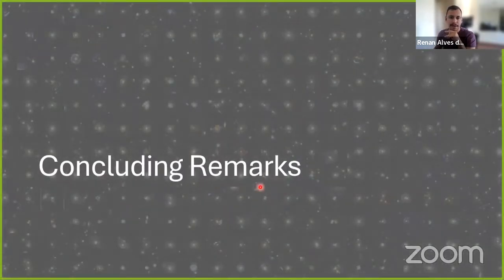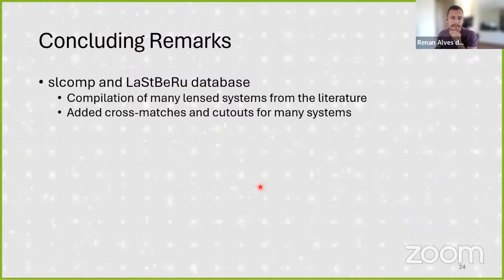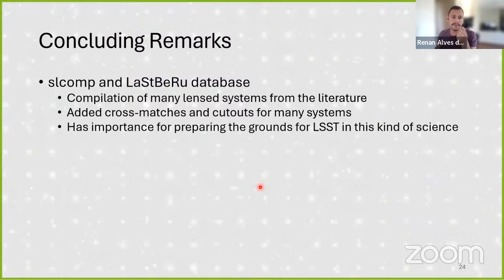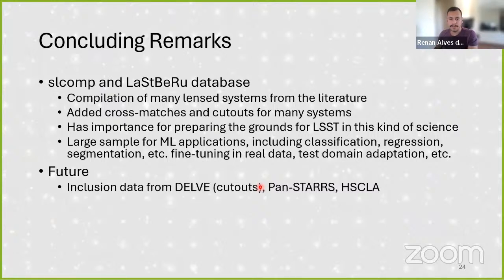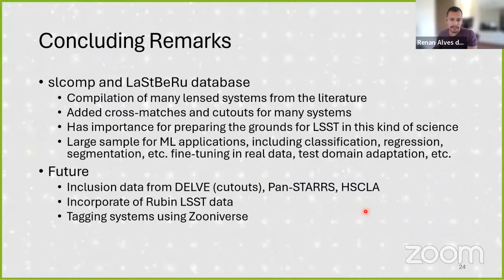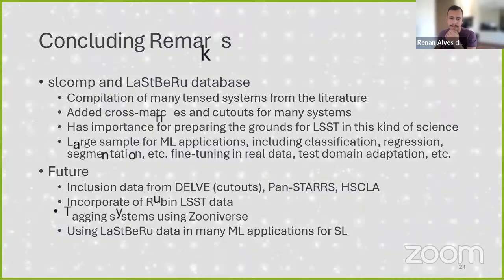Just concluding remarks. So we created this database, we compiled all of this information from the literature. It might be very important for preparing the ground for LSST to do this kind of science. And it has large machine learning applications. For the future, we want to include more data from other surveys, for example, DELVE and the Hyper Suprime-Cam Legacy Archive. Of course, incorporate data from Rubin. I think this is the topic for the next presentation, using this data for many machine learning strong lensing applications.